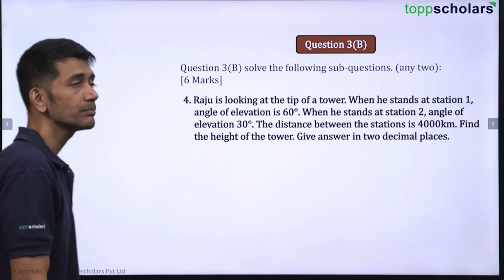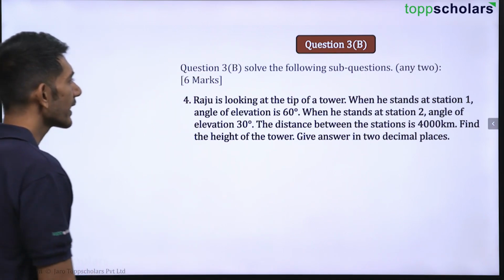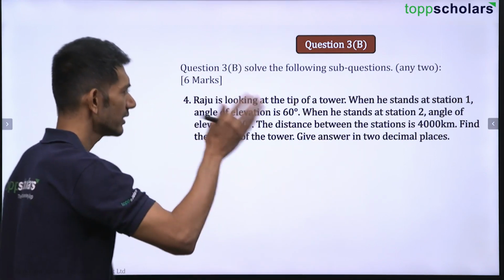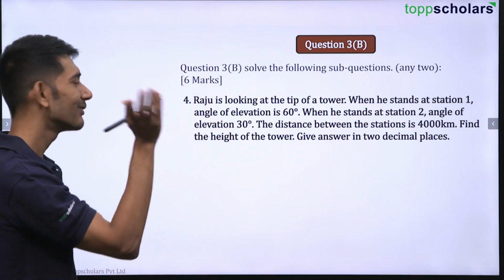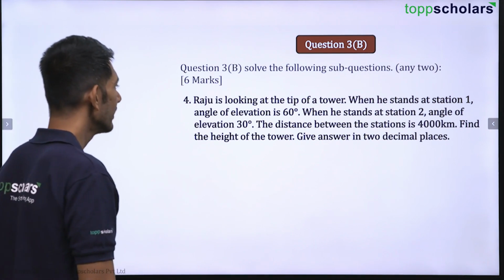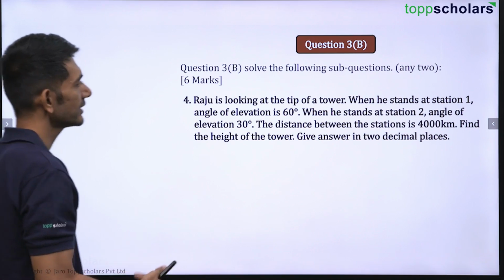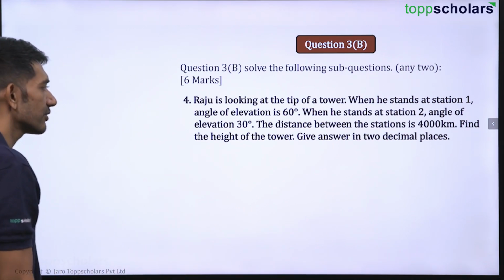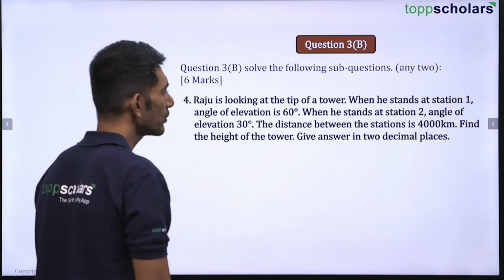Now we have a question based on application of trigonometry. So the question says, Raju is looking at the top of the tower or tip of the tower, that is obviously tower as in the tip is at the top only. So tip top of the tower. Okay. So when he stands at station 1, angle of elevation is 60 degrees, and when he stands at station 2, angle of elevation is 30 degrees. The distance between the stations is 4000 kilometers. Find the height of the tower. Give the answer up to 2 decimal places.